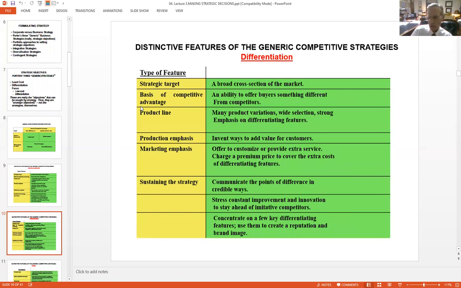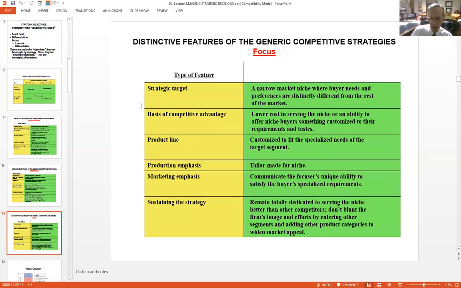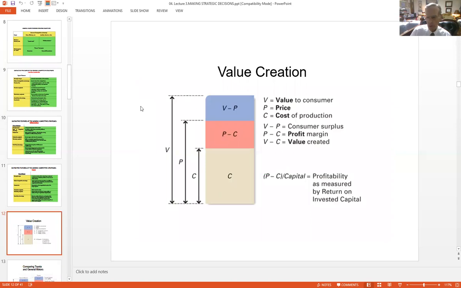Here is a similar table for differentiation. So when you're doing your project in my course and you're trying to recommend the strategy of a company that you're studying, you might want to use these tables as a checklist. And here is another checklist for focused strategies. Again, I'm assuming that you've probably already had some familiarity with these generic strategies, so I don't want to burden you with too much more.